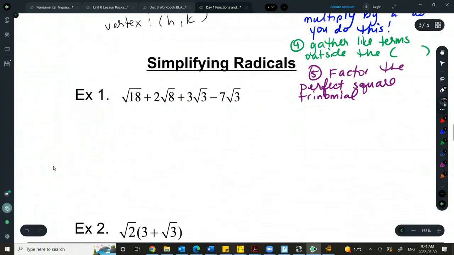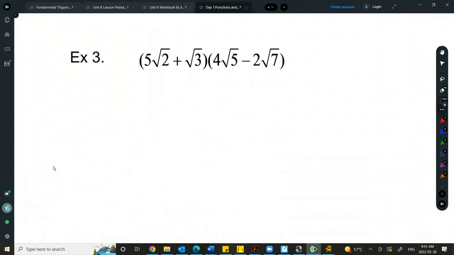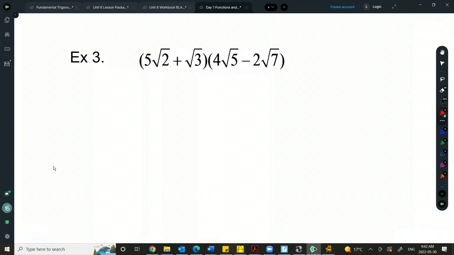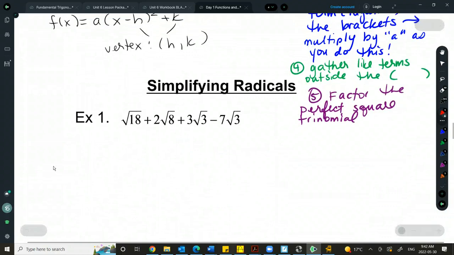All right, we'll do a couple simplifying radicals questions. I'm going to do this one, because that one has kind of everything together with it. Maybe we'll do one more as well. I'll do this one too.